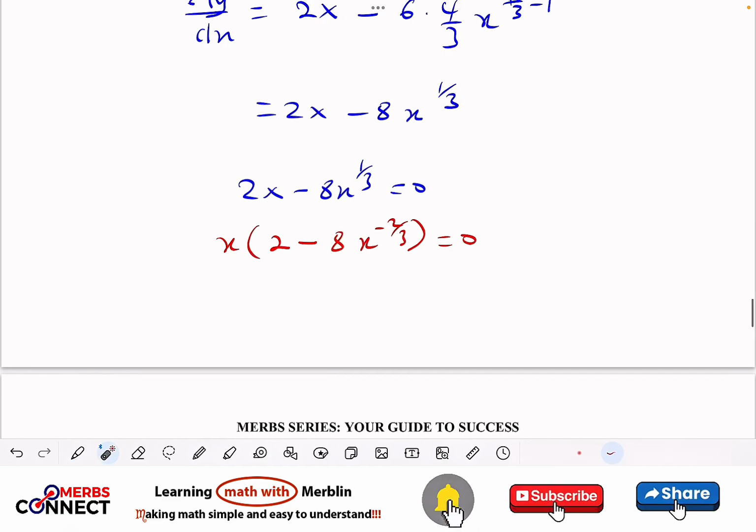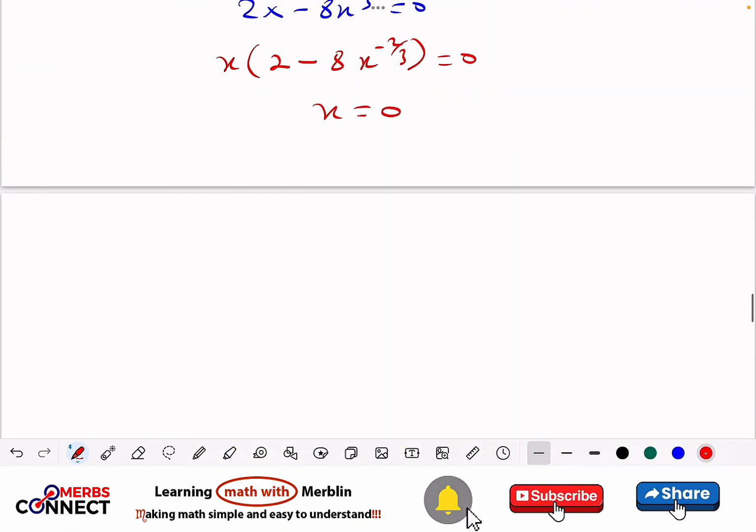So the first one is, I pick this one, set it to 0. So x is equal to 0. That's one point of the critical value. Then I need to pick 2 minus 8 x to the power minus 2/3 to be 0. So I can write this one as 2 minus 8 divided by x to the power 2/3 is equal to 0.